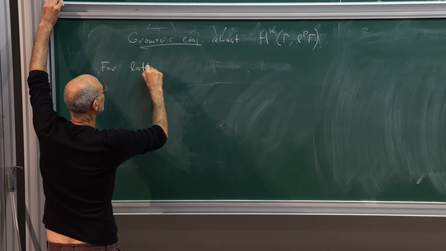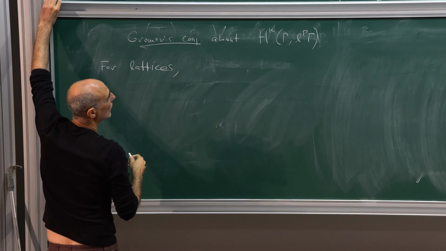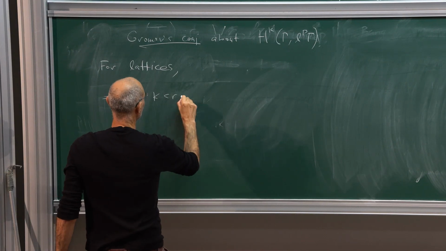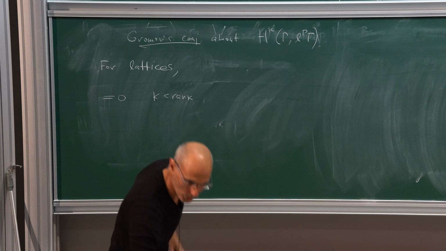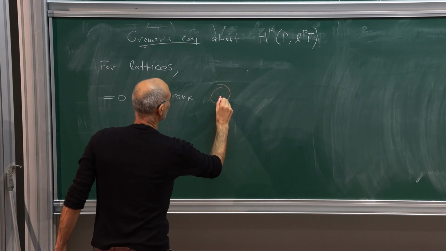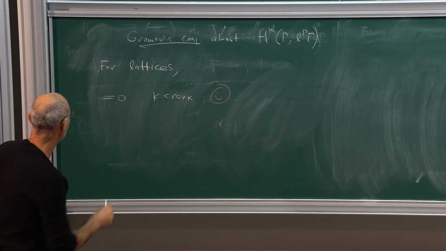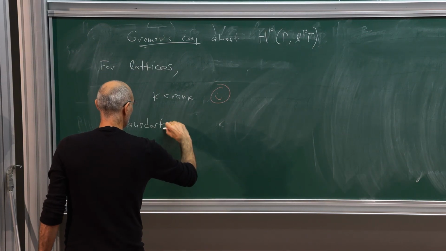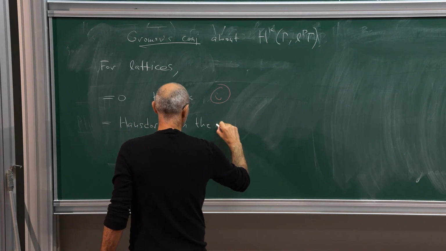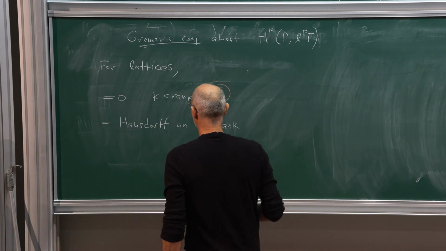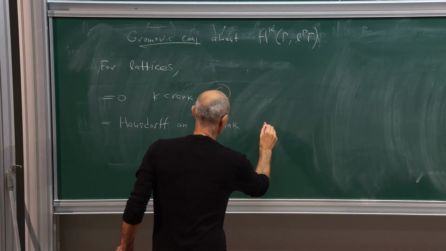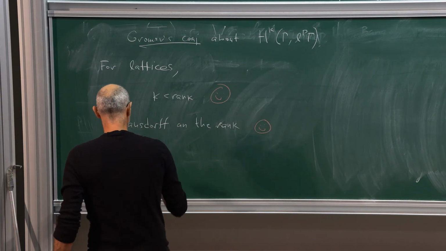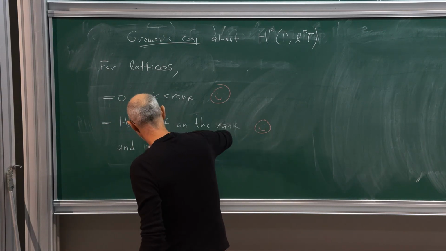for lattices, this is 0 below the rank. And now this follows from our proof. It is Hausdorff at the rank, again, it follows from our proof. I didn't state it this way, but it does not vanish.